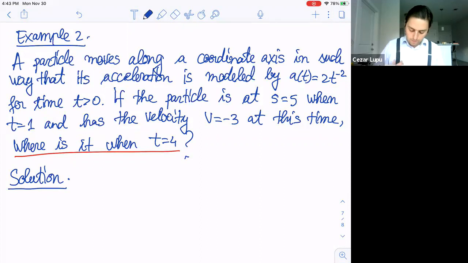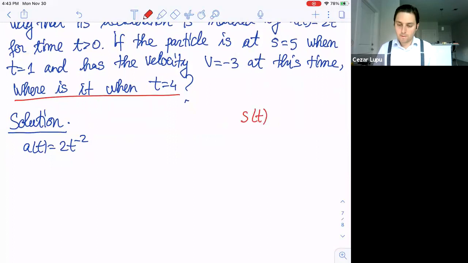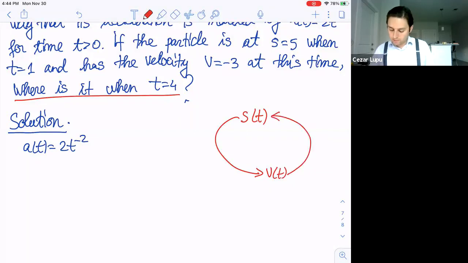Okay, so now let's just say we have that a of t is 2 t to the power -2. And let me draw the following picture so that it will become clear. So you see we have the position here, as you know, s of t, right? And once you go to the velocity here, ds over dt will be v of t, right? And s of t will be nothing else than just the integral of v of t dt.